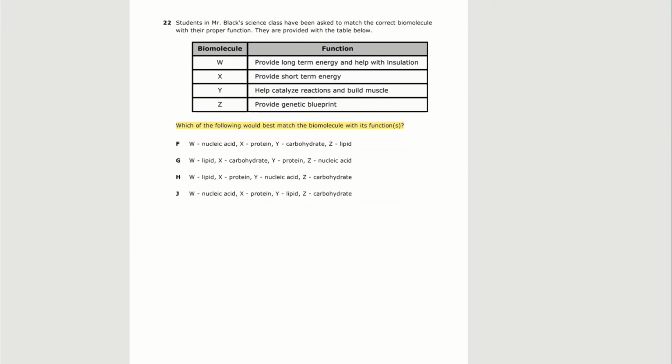Which of the following would best match the biomolecule with its function? Biomolecule function, right? Long-term energy. Insulation. That keeps you warm. You know that. What keeps you warm? Fat. So that is lipid, because that's a fat. Provides short-term energy. Didn't we just say that quick energy is carbs or sugar? Help catalyze reactions and build muscle. Catalyze, which means speed up. Remember, those are proteins or enzymes.